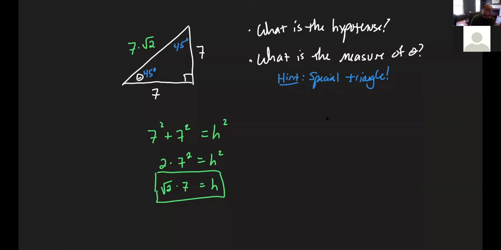If I have this angle theta, we should have a relationship that says tangent of theta is equal to 7 over 7, or tangent of theta is equal to 1. So how do we solve equations that look like this? Don't we have to use the inverse of tan? That's right. We're going to use the inverse of tan, which we call arctan.